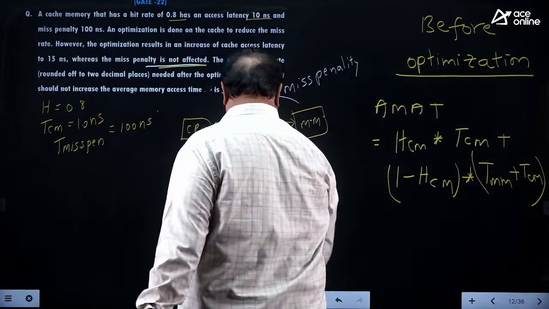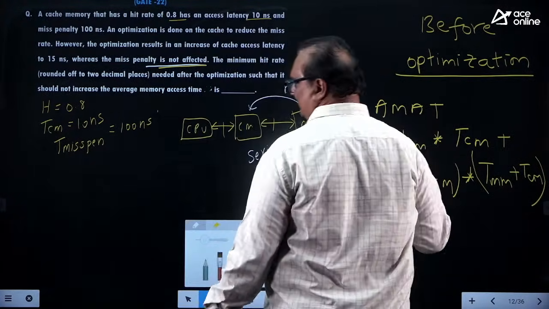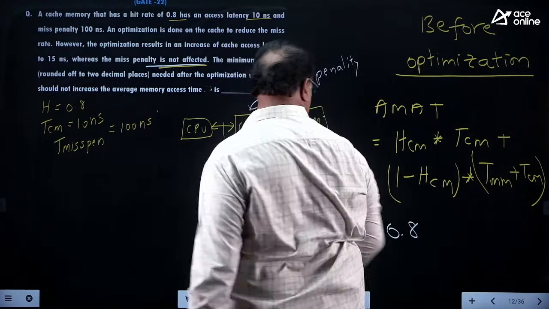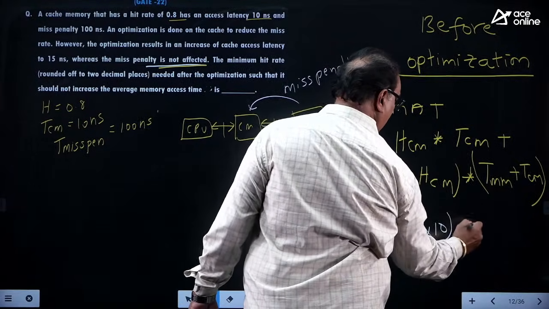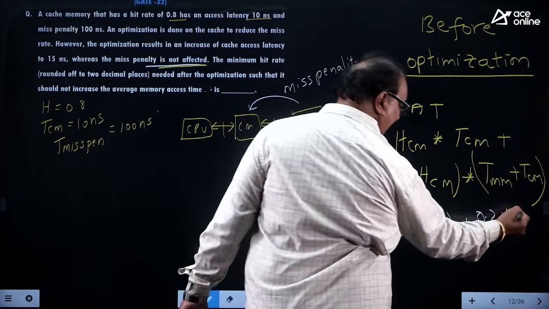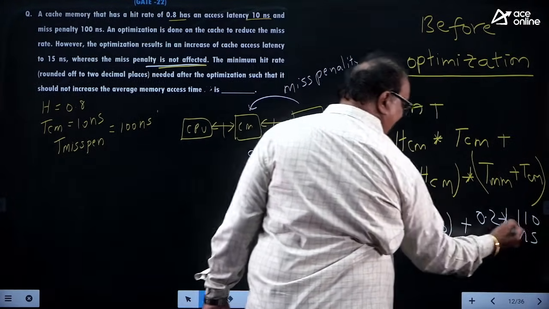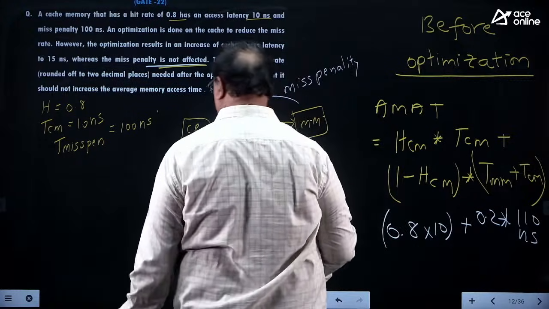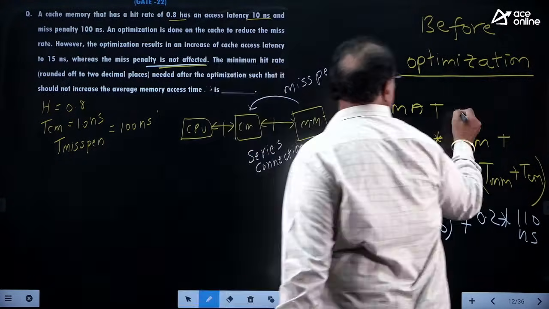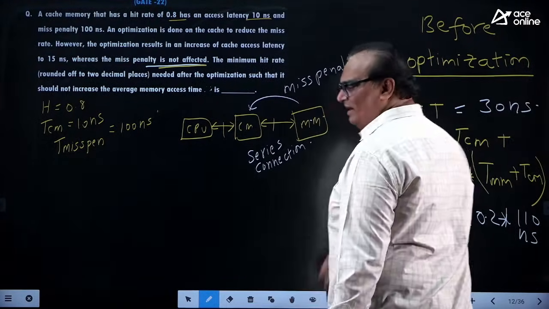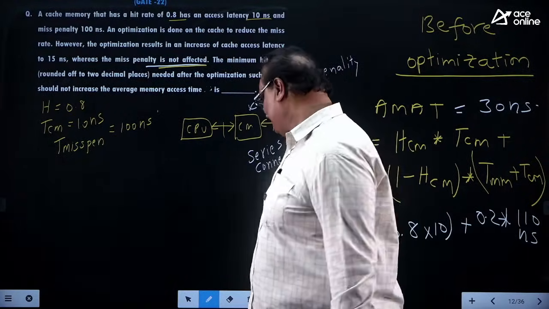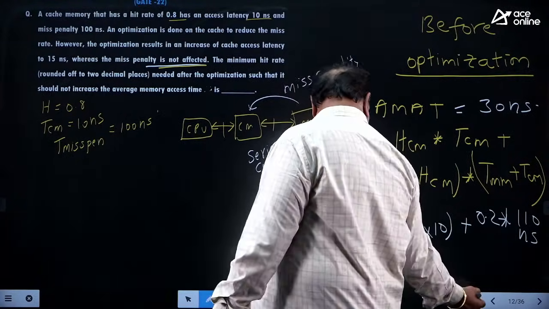It is a series connection. If you provide all those values, HCM is 0.8 into 10. Next, 1 minus HCM is 0.2 into 10 plus 100, which means 110. 110 into 0.2 means 22. 22 plus 8 means 30. So before optimization, AMAT is 30 nanosecond. After optimization, that value should not be increased, so you have to take the maximum, that one only.